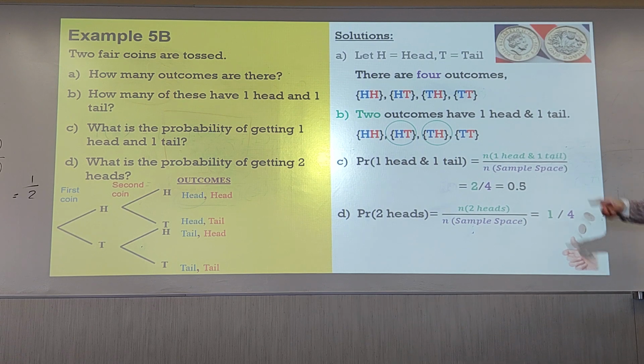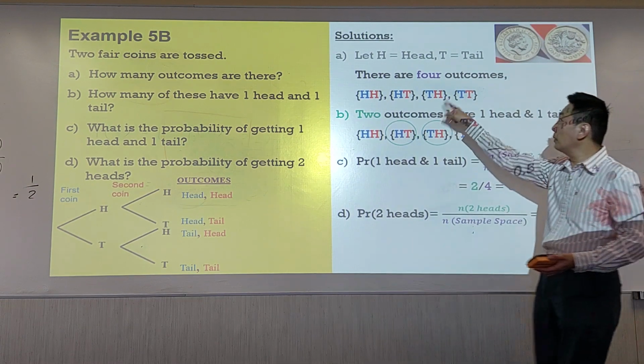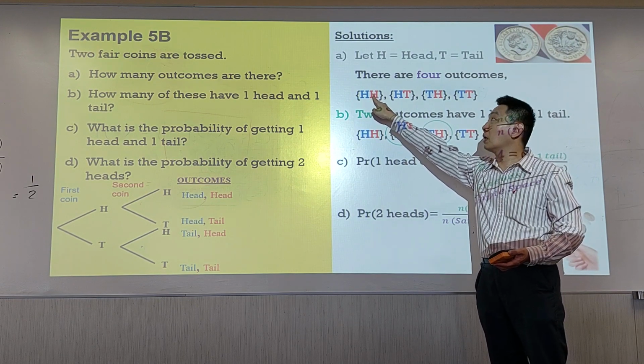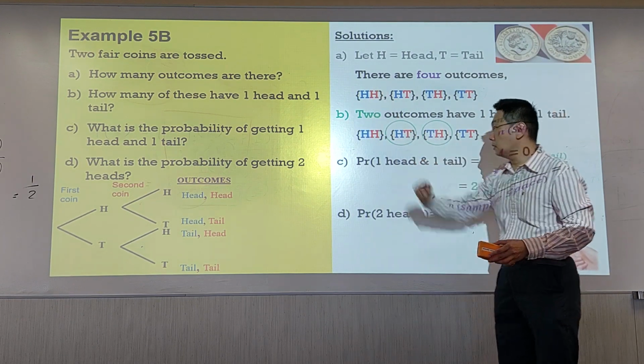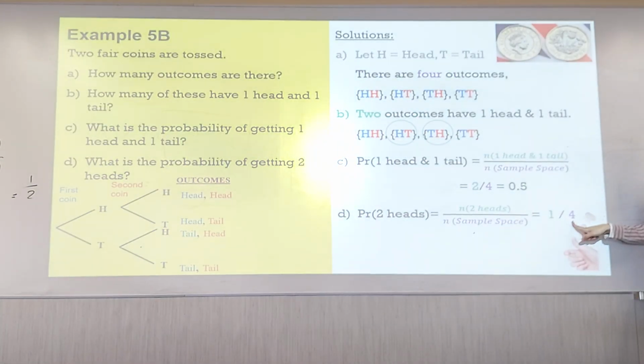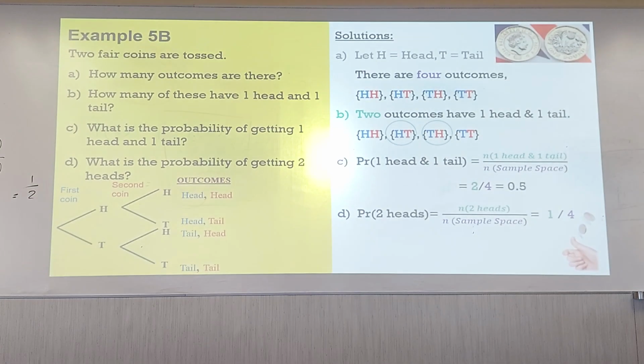Part D: what is the probability of getting two heads? To confirm both are heads, the first coin shows head, the second coin also shows head. How many outcomes have both heads? Only one outcome, this one. So the answer is 1/4. This is the simplest form, so we just leave it here. 1/4 or 0.25 is also okay.